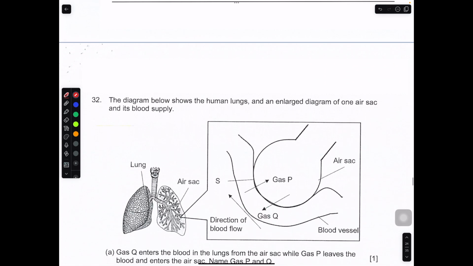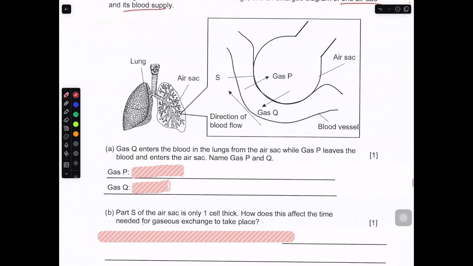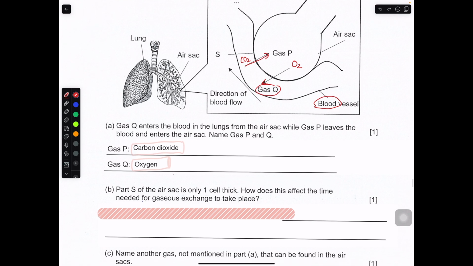So the diagram below shows the human lung and an enlarged diagram of one air sac and its blood supply. This is the lung and this itself is the air sac, and this is the blood vessels. So gas Q, you take a look, the arrow is going into the blood. Gas Q is going into the blood, so this will be oxygen. So whatever they have to remove from the blood will be the arrow pointing out. So that must be your carbon dioxide. So P is your carbon dioxide, Q is your oxygen.